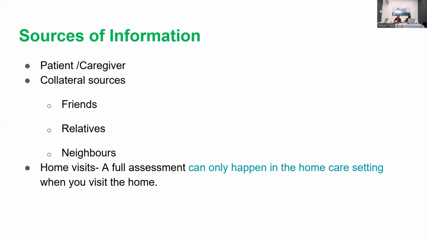So, from where do we get this information? Obviously, the primary informant would be the patient himself or herself, right? Along with that, we will gather information from whoever the caregiver is. It could be the spouse, parents, siblings, whoever it is. We might also get information from friends, relatives, and maybe neighbors.